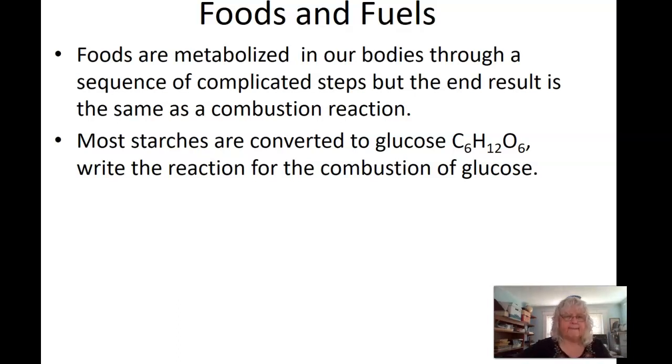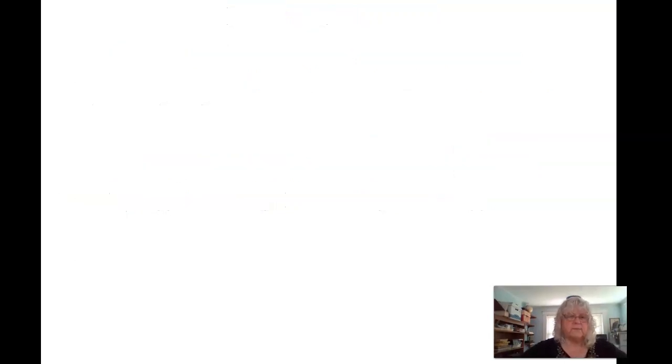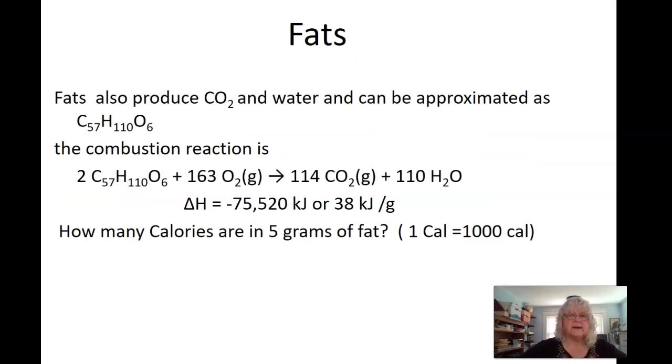C6H12O6. So there's the reaction. And the delta H for this reaction is negative 2803 kilojoules per mole. And this could be measured the same way, like through bomb calorimetry, or I could calculate this by looking up the heats of formation of everything in the reaction, and I would come up with 2803 kilojoules per mole of glucose formed. Fats are metabolized very differently, okay?